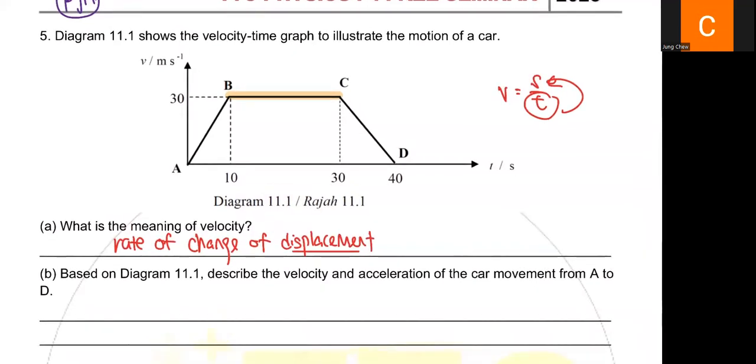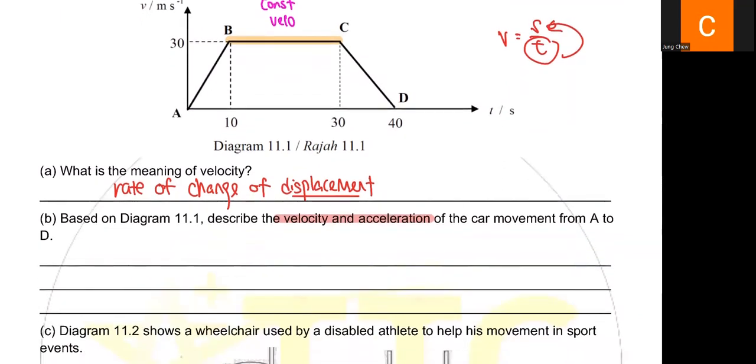Why? Because this is constant velocity, right? If I look at my velocity and my velocity is constant, a constant velocity means to say that it's moving. Because they want us to describe the velocity and the acceleration, correct? So now I want to talk about this one first. At BC, I write the middle part first, because later I'll talk about AB and CD, but I want to talk about BC first.